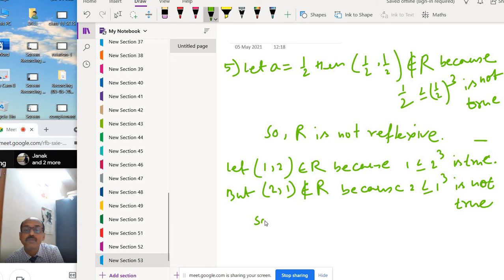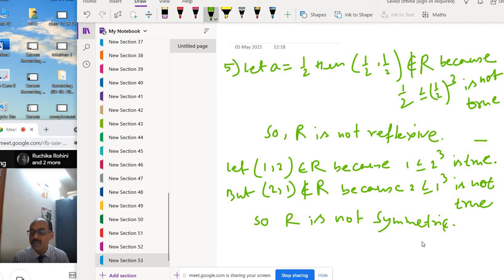So R is not symmetric. Clear? Up to this, reflexive and symmetric are okay. It is not reflexive, it is not symmetric. Now see, is it transitive or not?